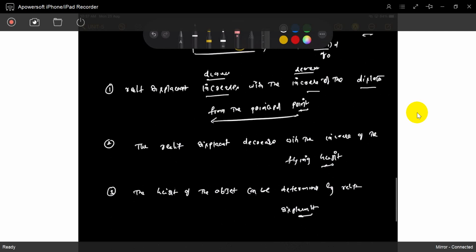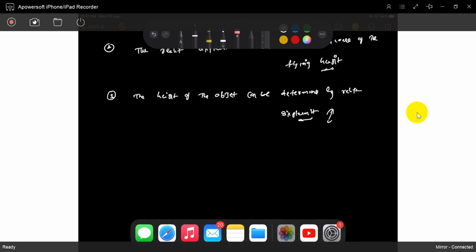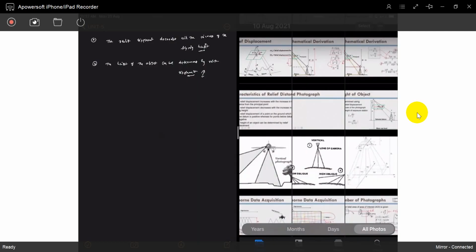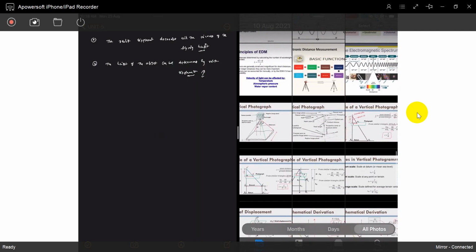Those are the things you can identify. Now you can see some photographs. Maybe I can't draw better diagrams, but I will show.